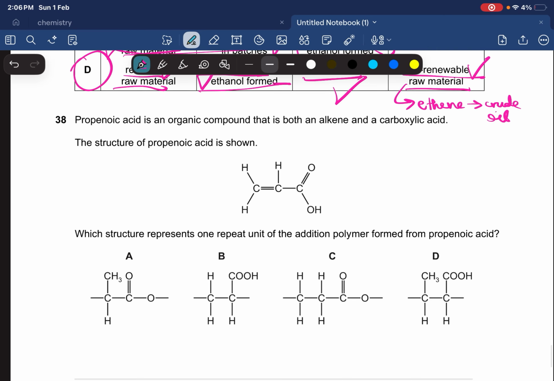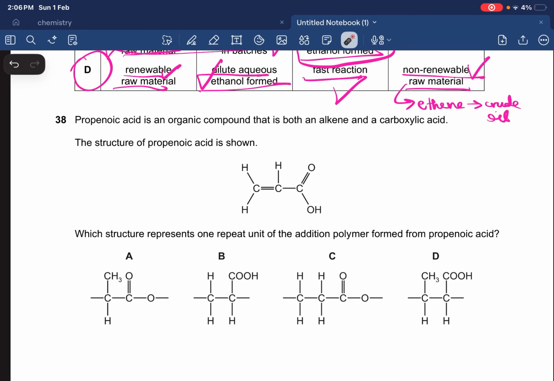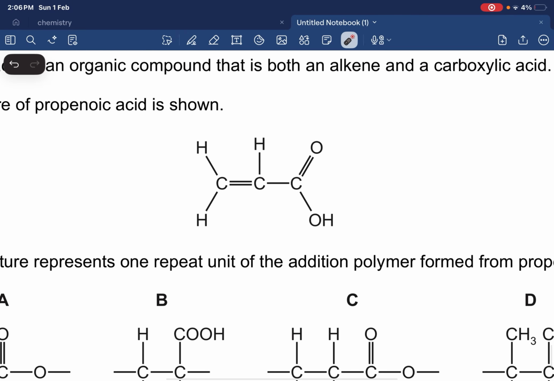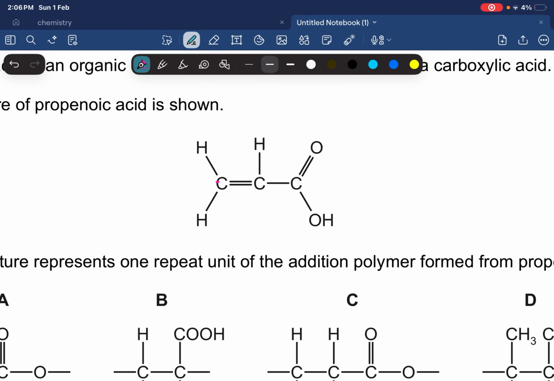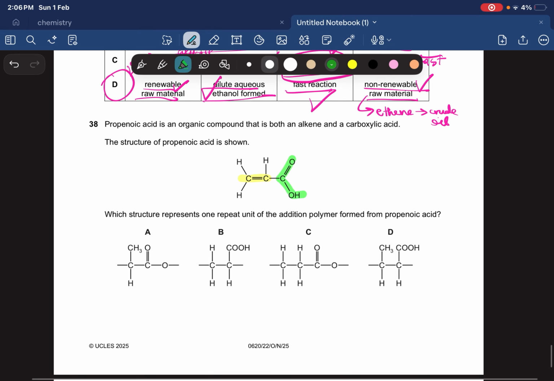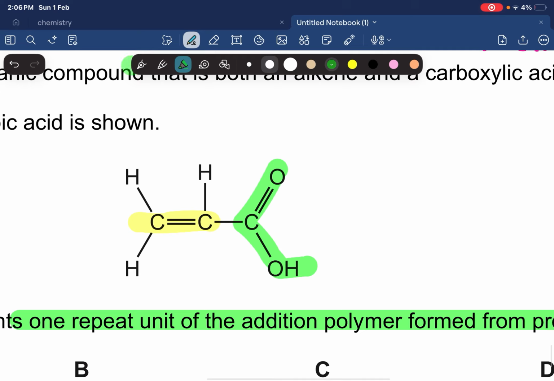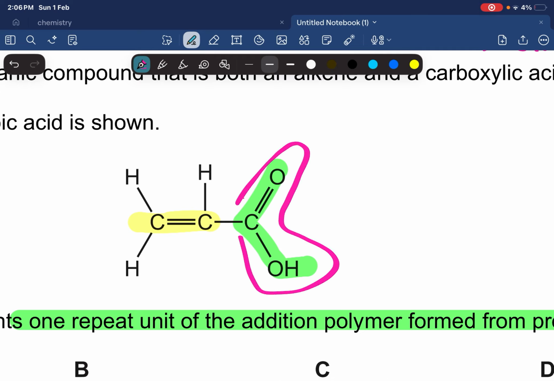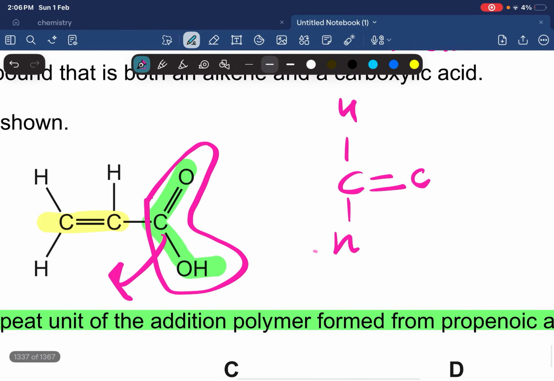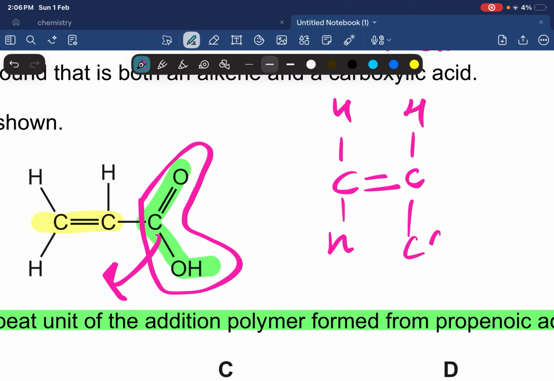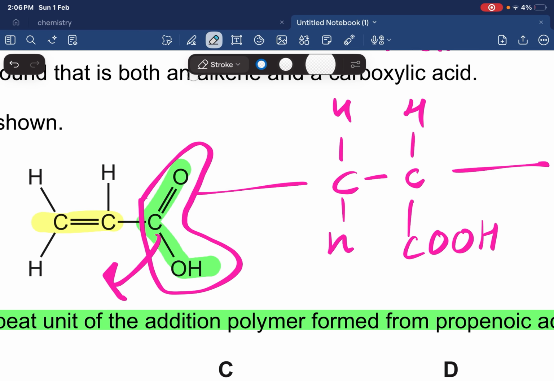Propanoic acid is an organic compound that is both an alkene and a carboxylic acid. It's an alkene because it has an alkene functional group. It is a carboxylic acid because it has a carboxylic acid functional group. Which structure represents one repeat unit of the addition polymer of propanoic acid? For that, what do we have to do? We have to arrange everything above and below it. So this entire thing is going to come below it because we need carbon double bonded carbon in the center. Above H, above H, below COOH. That's one repeat unit. You extend the bonds, you remove the double bond, and that's your repeat unit.